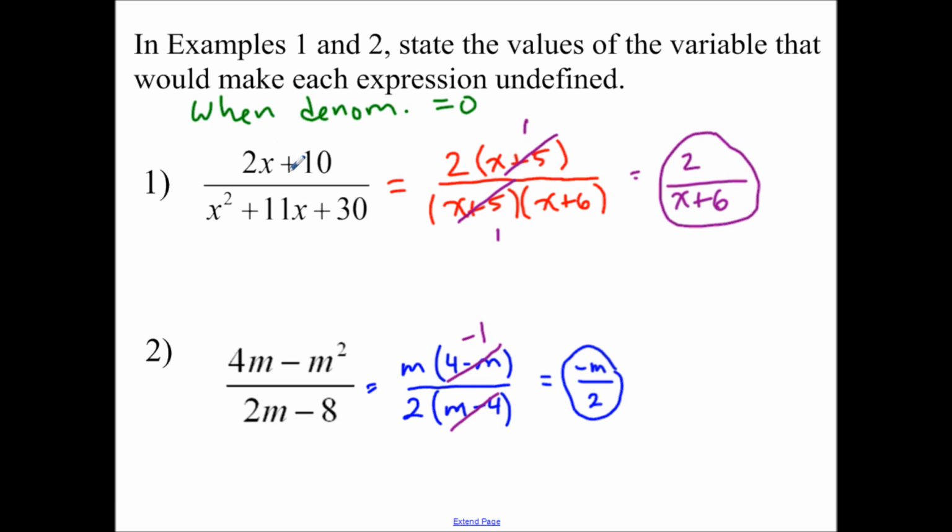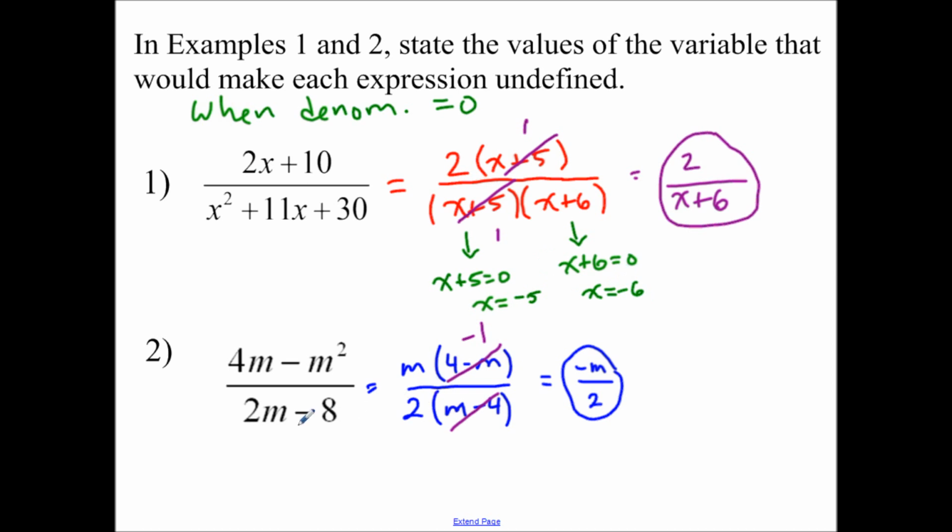The numerator, folks, can be anything at all. It can be positive or negative. It can be 0. Doesn't matter. So basically what I'm going to do is I'm going to say x plus 5, what would make that equal to 0? Oh, that would be negative 5. And here, x plus 6 equal to 0. Well, that would be x equals negative 6. So the values of the variable that would make the expression undefined would be negative 5 and negative 6.